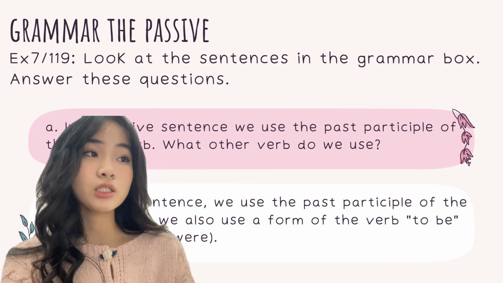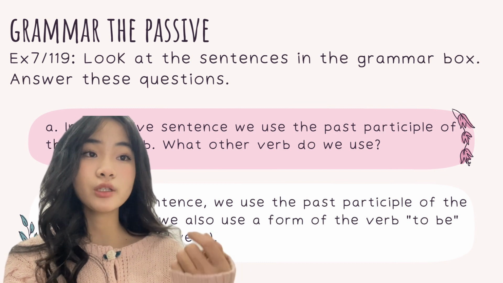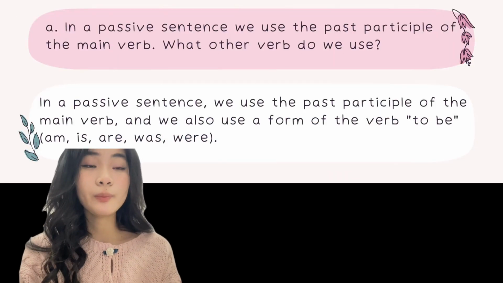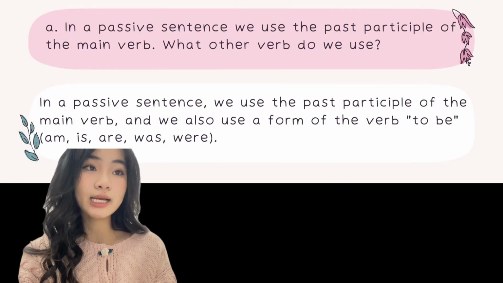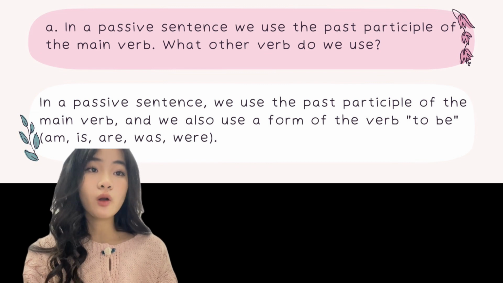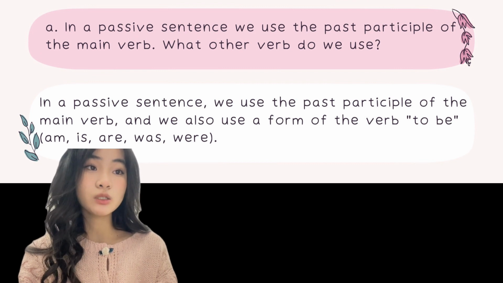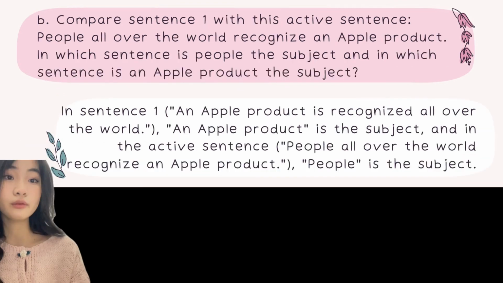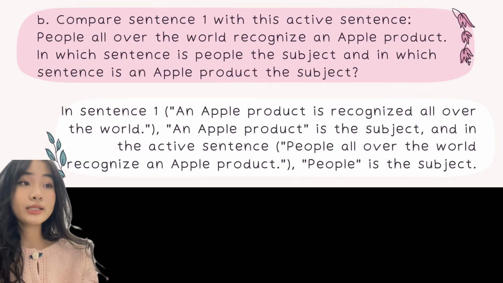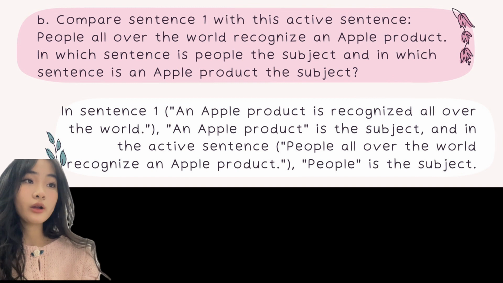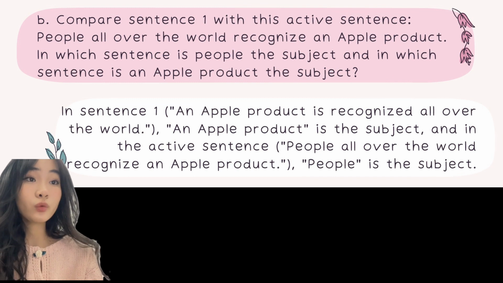Take a look at the sentence in the grammar box and answer the following question. A. In a passive sentence, we use the past participle of the main verb and we also use a form of the verb to be: am, is, are, was, were. B. Compare sentence 1 with this active sentence: People all over the world recognize an Apple product. In which sentence is people the subject and in which sentence is an Apple product the subject?